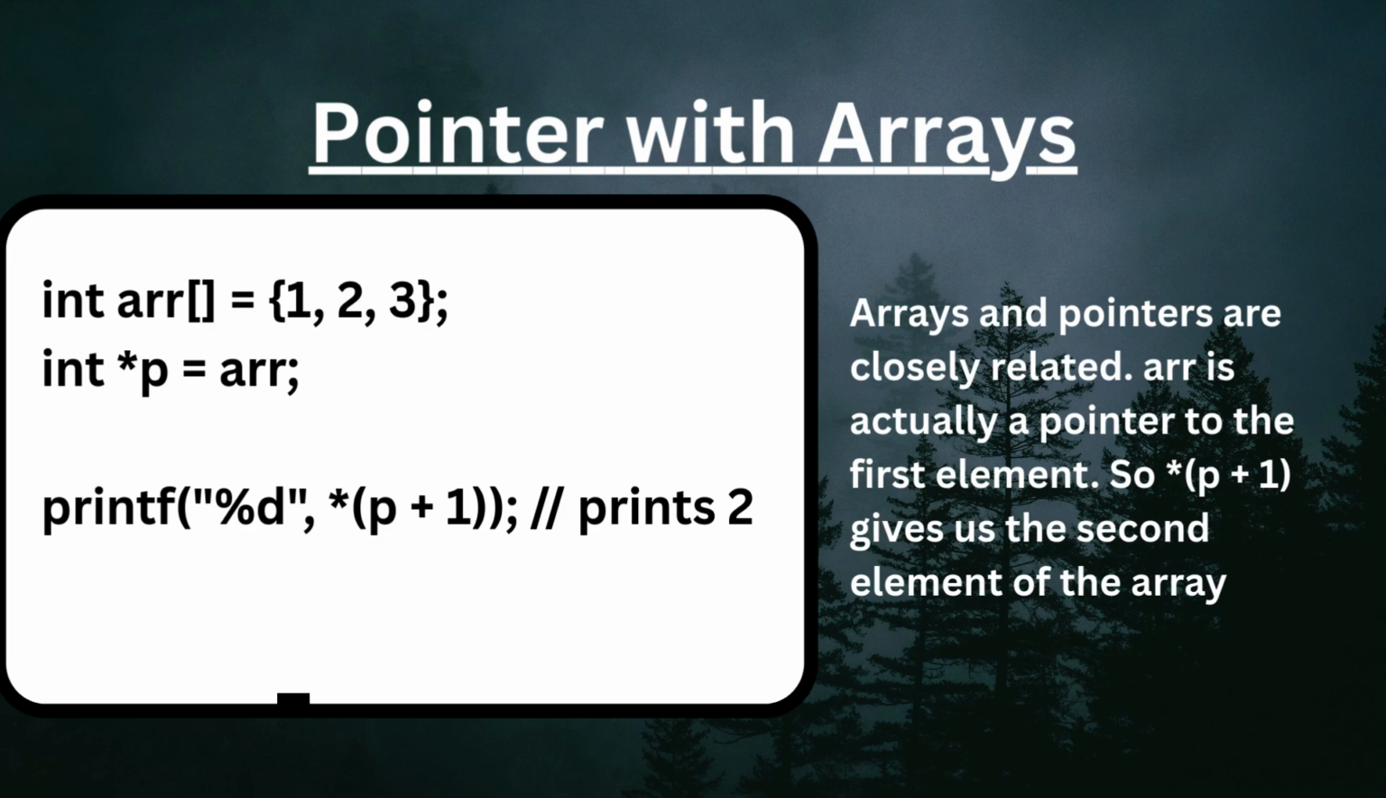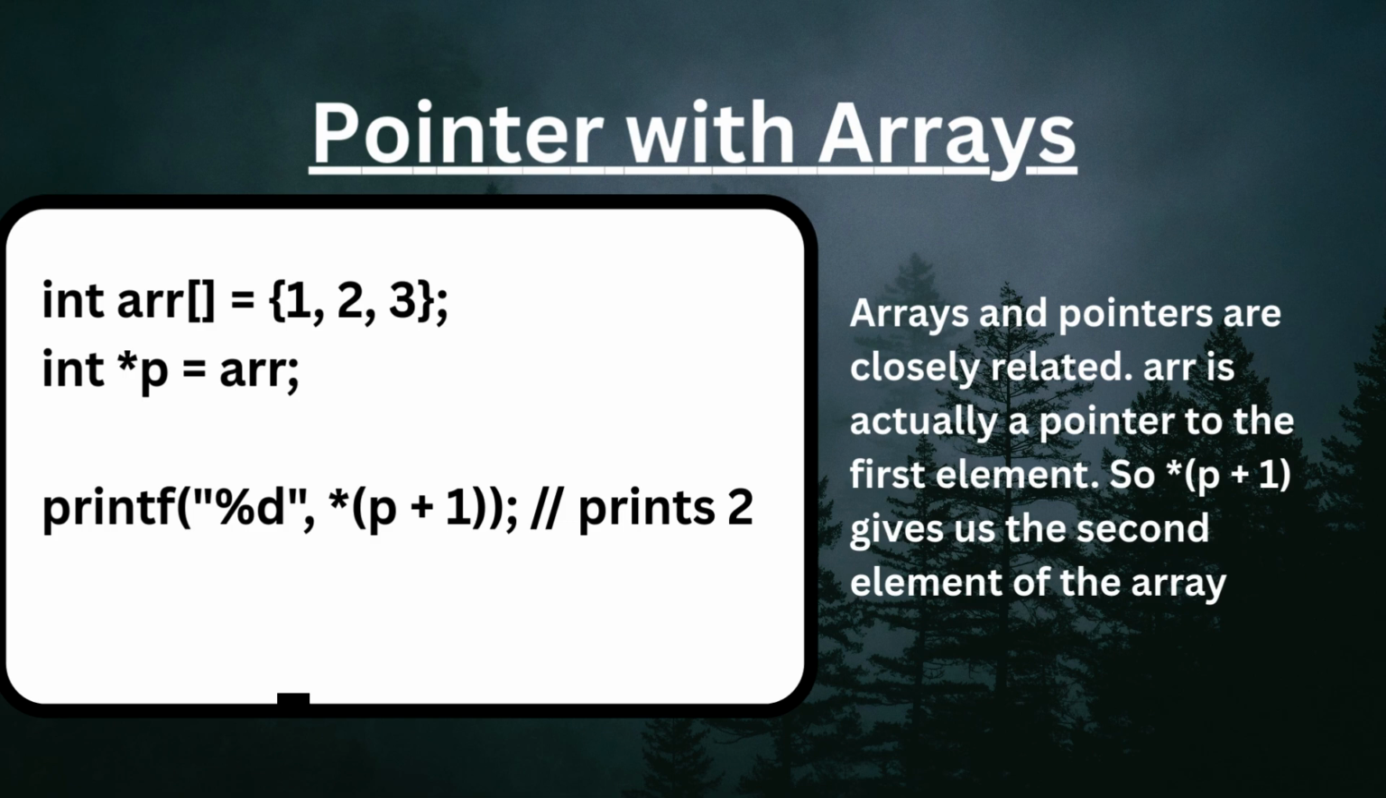In C, the name of an array like arr actually acts like a pointer to the first element of that array. So when we say arr, it's like saying &arr[0]. Let's say we have this array int arr[] = {1, 2, 3}. There are 3 integers in it. So now if we write int *p = arr, we are assigning the address of the first element of arr to the pointer p. So p now points to arr[0].